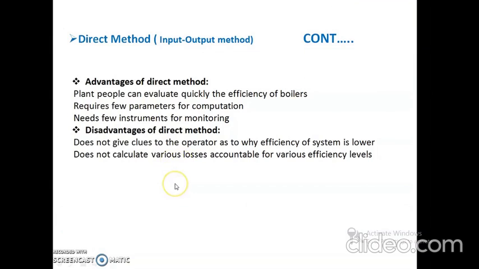The direct method has some advantages. First, plant people can quickly evaluate the efficiency of the boiler. It requires fewer parameters for computation and needs few instruments for monitoring. The disadvantage of the direct method is it does not give any clue to the operator as to why the efficiency of the system is lower, and it doesn't calculate the various losses accountable for efficiency loss.